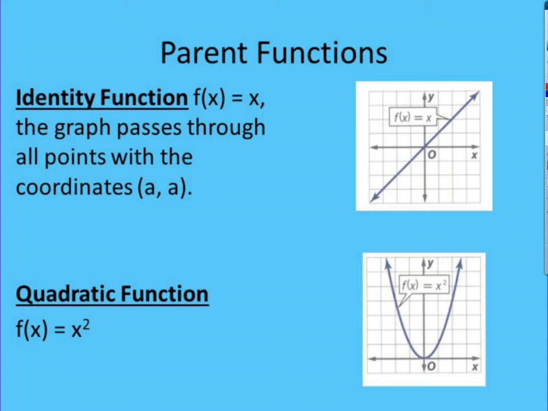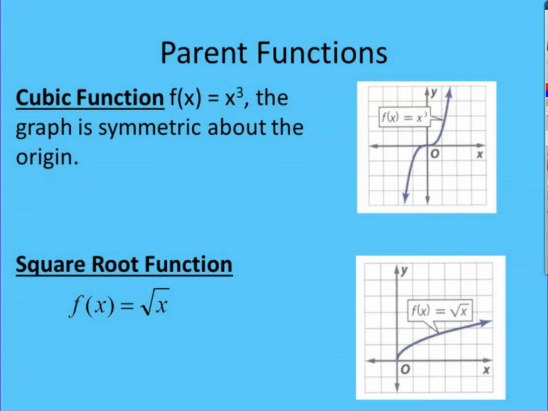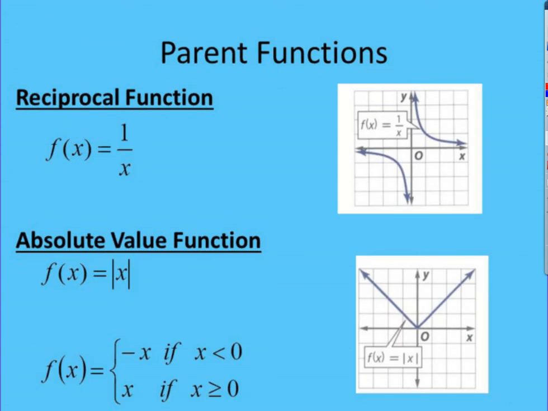The quadratic function is f of x is equal to x squared. The cubic function is f of x is equal to x cubed. This function is symmetric about the origin. We have the square root function. F of x is just the square root of x. The reciprocal function is f of x is equal to 1 over x. The absolute value function is just the absolute value of x.